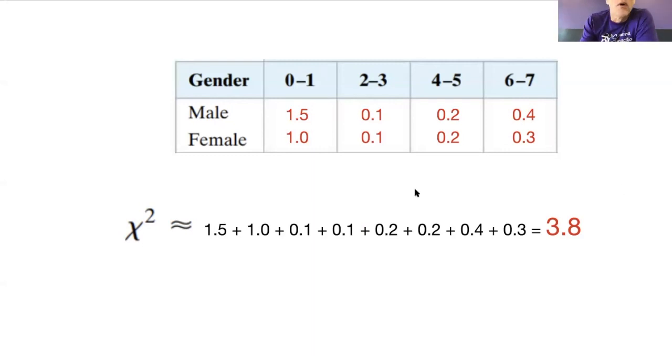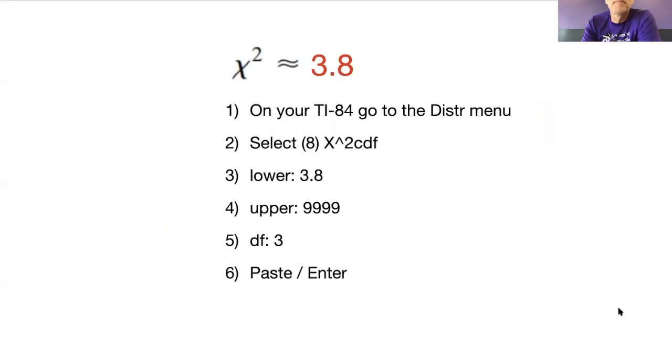Okay, so we're ready to go ahead and calculate the chi-square value. The chi-square value is simply the sum of those 8 different contributions. In this case, that is 3.8. Okay, what does 3.8 mean? 3.8 is the value in our chi-square distribution that we're going to calculate our p-value from.